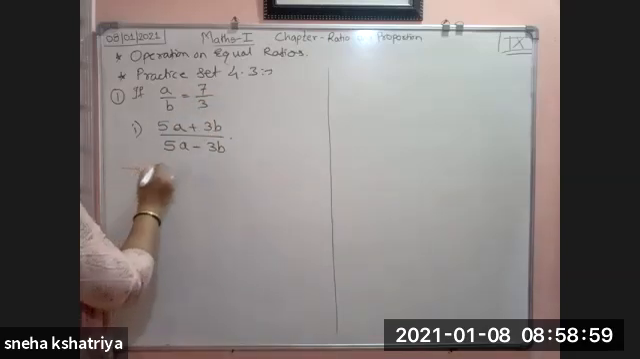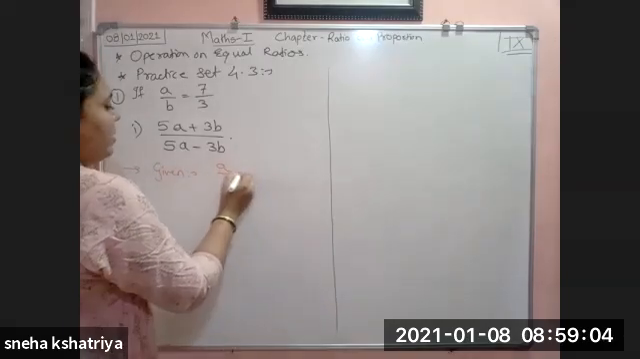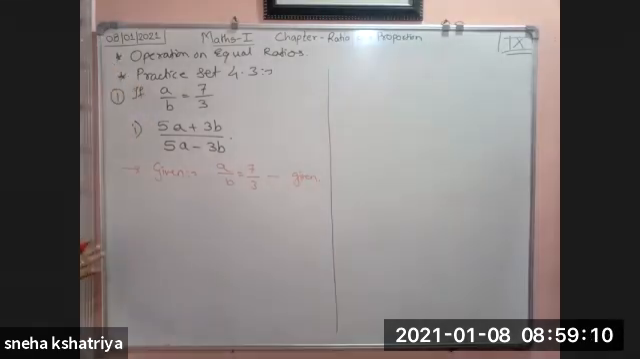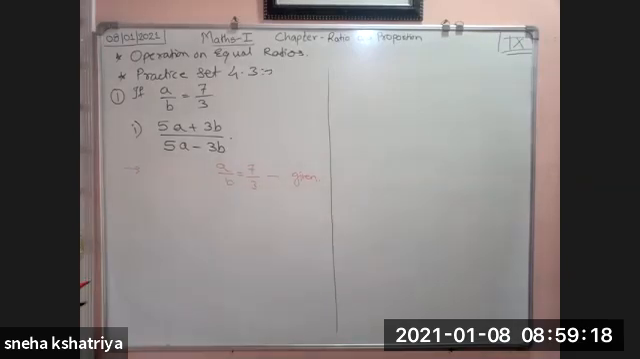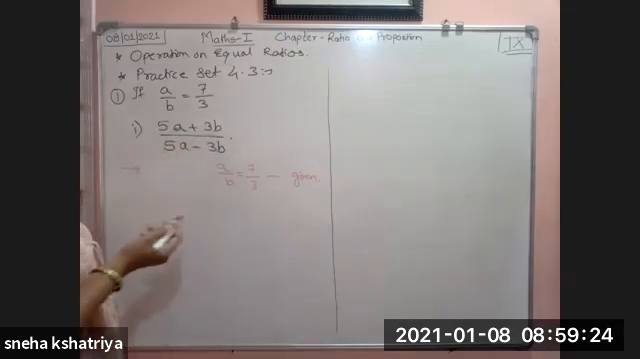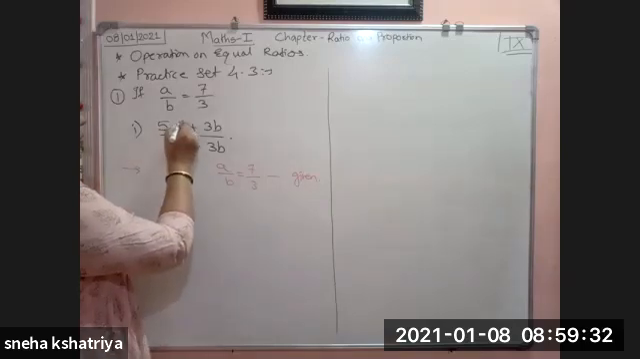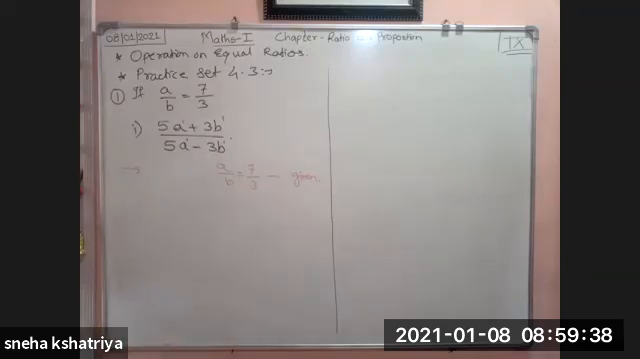So we will write it down, given, A upon B is equal to 7 upon 3, and this is from given. Now first you have to check whether this A and B contain powers or not. See here, A is a single term, its power is 1. B is a single term, its power is 1, at numerator and denominator both.